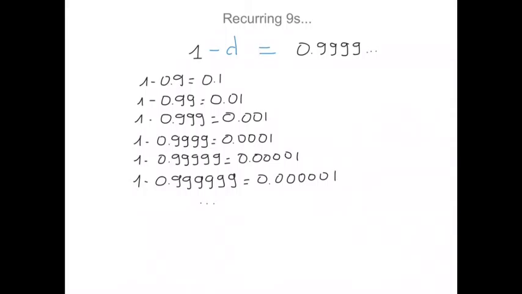So what does it mean? Practically, it means that you can't find any number d like this that will be the actual difference in between these two numbers, because the difference can be made as small as you want. So it means that there is no difference in between these two numbers. It means that these two numbers are one same number.